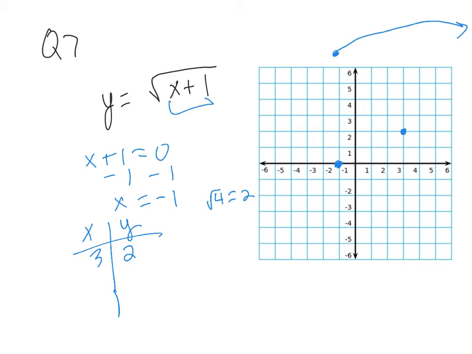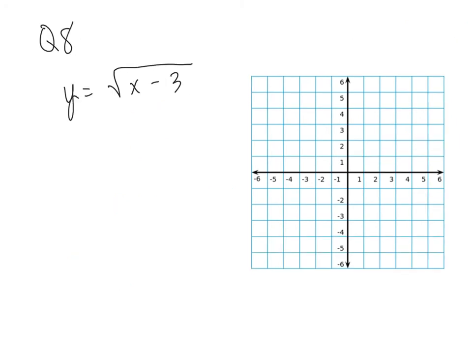My next perfect square is 9. So if I plug in 8, 8 plus 1 is 9, the square root of 9, which will give me 3. So when x is equal to 8, which would be kind of off here, it'd be up to 3. So I'm going to follow this around. That's going to be my graph for question 7.